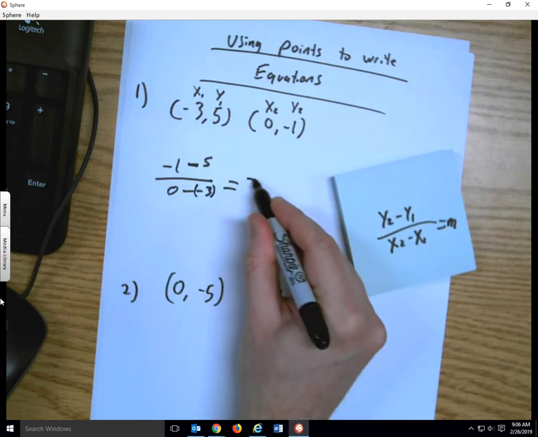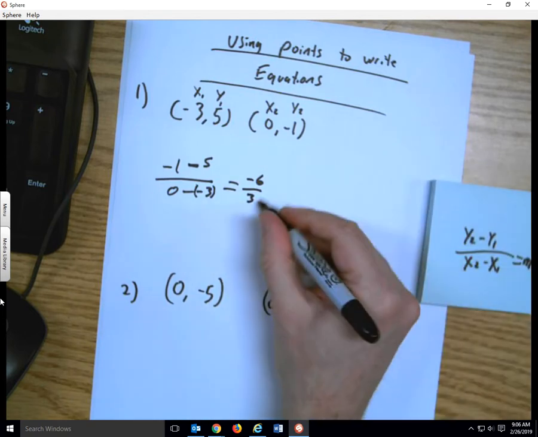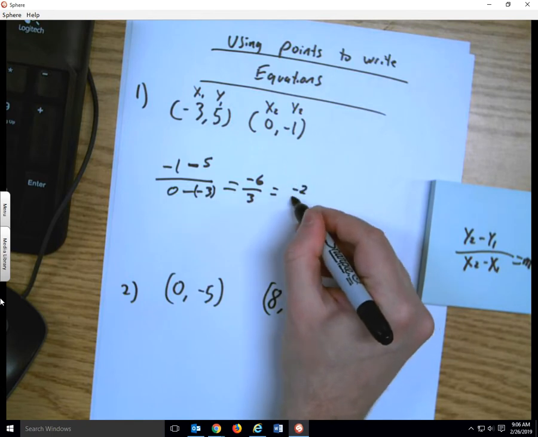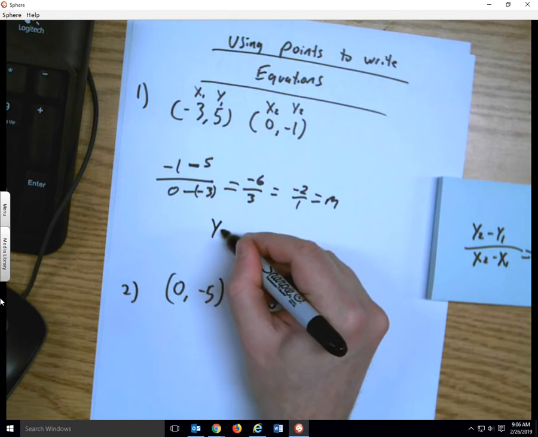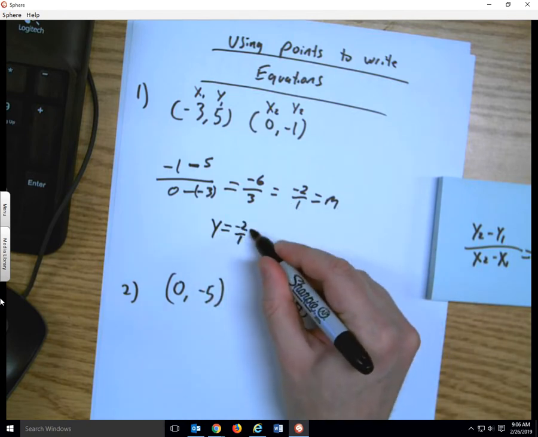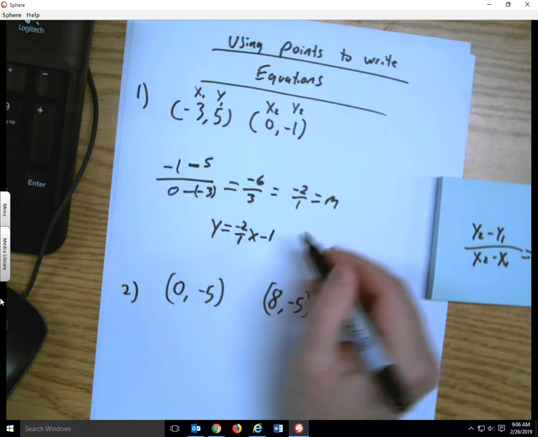That would be a negative 6 over 3. But we can simplify it again because the greatest common factor is 3. We can divide them both by 3, so it would be a negative 2 over 1. So that's your m. So we just write it. Y equals m, which is a negative 2 over 1, x. And the b, when x is 0, the b would be negative 1. There you go.